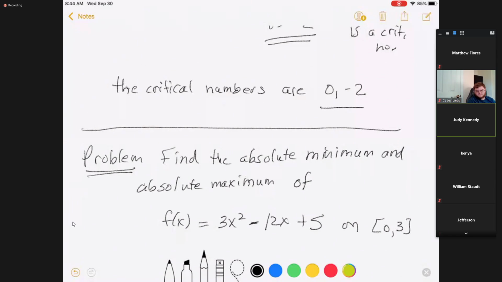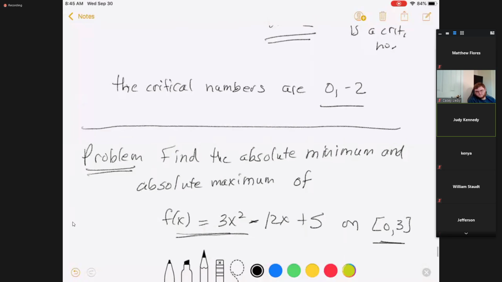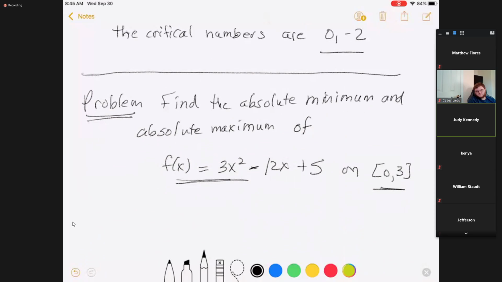Okay, so I'm going to use the extreme value theorem. I've got a continuous function defined on a closed interval. The extreme value theorem says that I've got to have an absolute maximum and an absolute minimum. The extreme value theorem doesn't say anything about how to find them, though. But what we're going to do is use these ideas.